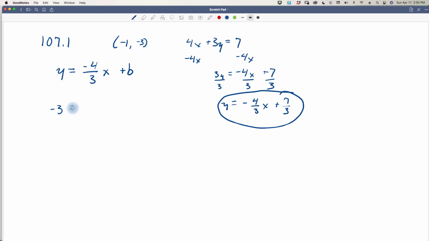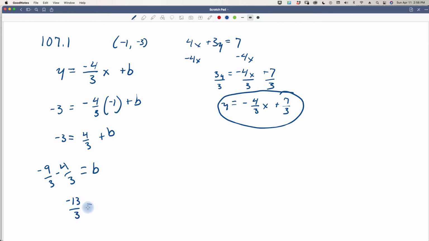So -3 equals -4/3 times -1 plus b. So -3 equals 4/3 plus b. Now we're going to subtract this from both sides. And -3 times 3, that's going to be -9/3 minus 4/3 equals b. -9 minus 4 is going to be -13/3 equals b.